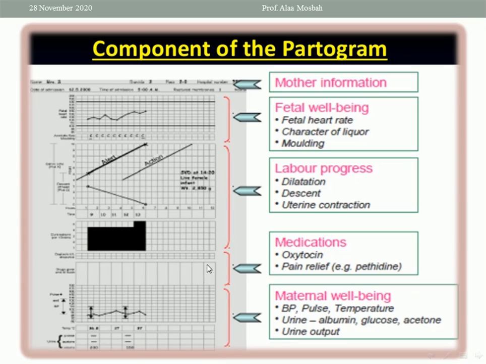Then in this area of the partogram, the medication: oxytocin, if it is used, how many drops per minute and how many units used, infusion. Then this area for medication, like analgesia, like sedative, any drugs used. Then this area for maternal well-being includes the blood pressure between these two arrows, systolic and diastolic, and the fetal heart rate as a dot here.